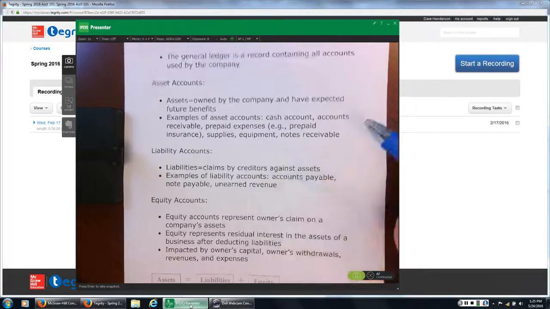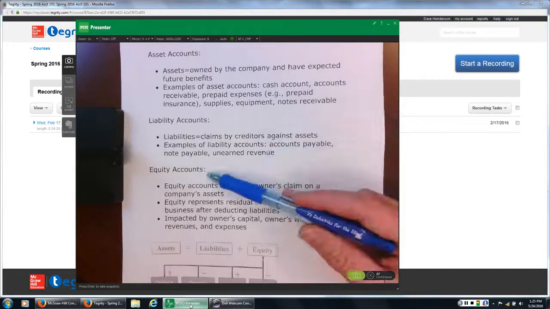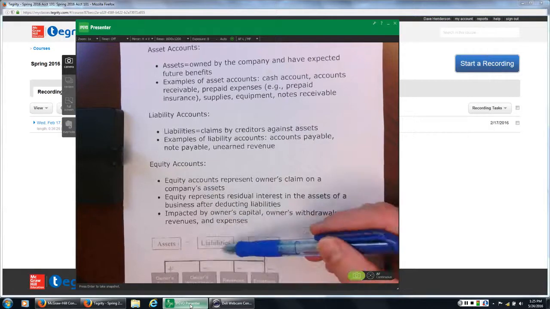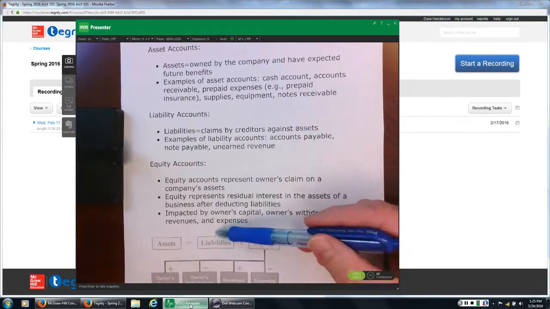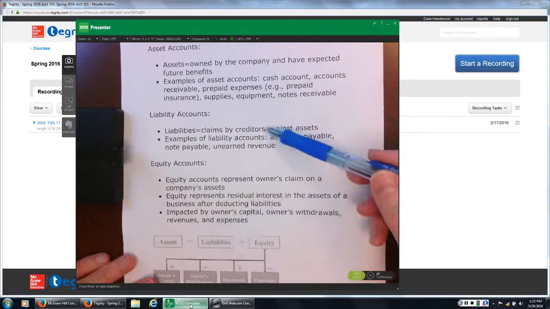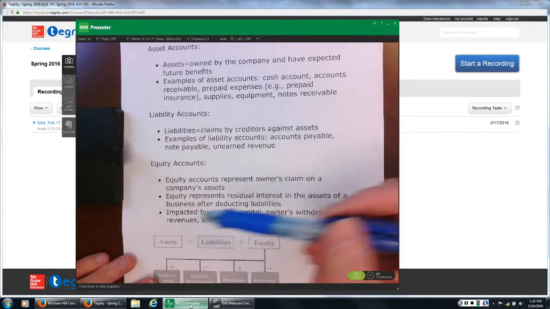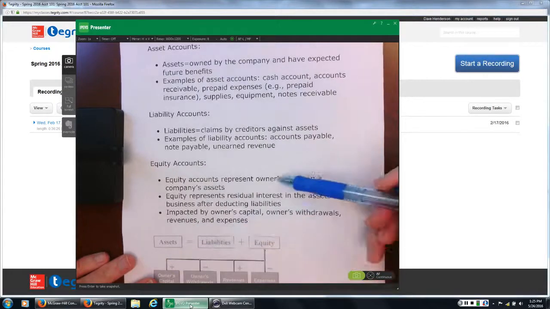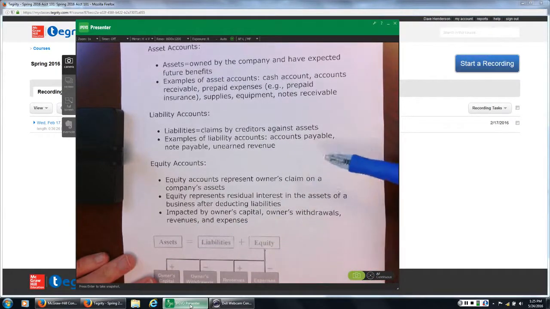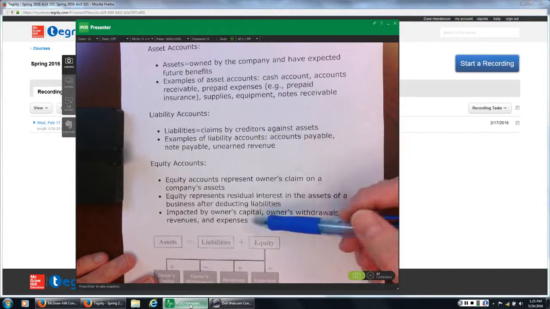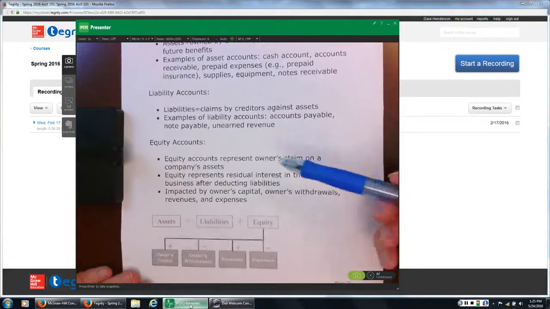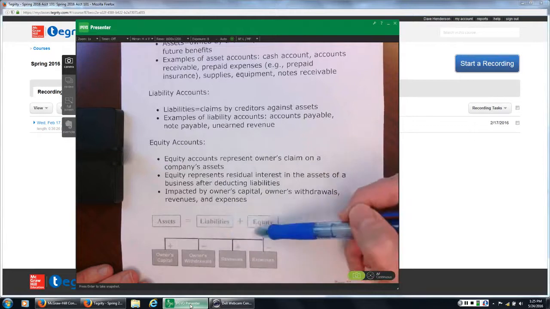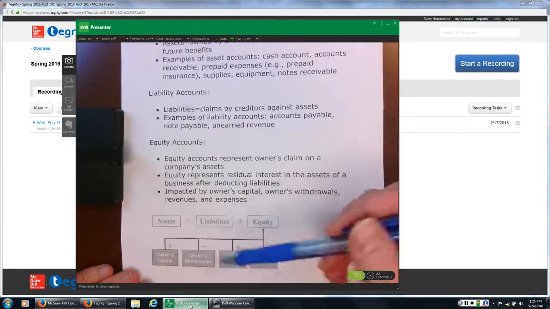Okay? We also have equity accounts. So again, if we take our accounting equation, assets are divided between liabilities and equity. Liabilities are claims by the creditors against these assets. Equity is the amount of these assets that the owners claim on the company's assets. This is something we have talked about before: equity has four components that positively or negatively affect equity.